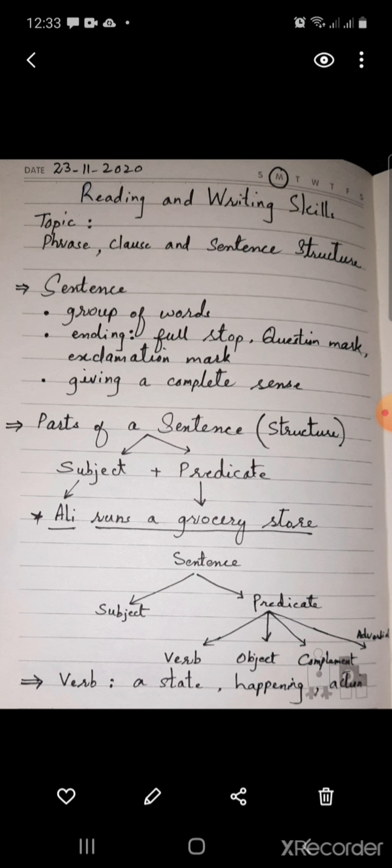So, what is a verb? A verb is a word which denotes or shows some state, happening, or action. What is a verb? A verb is either a state, a happening, or an action. How?